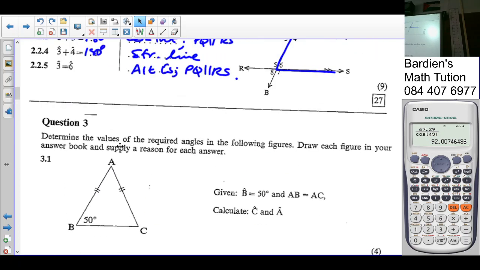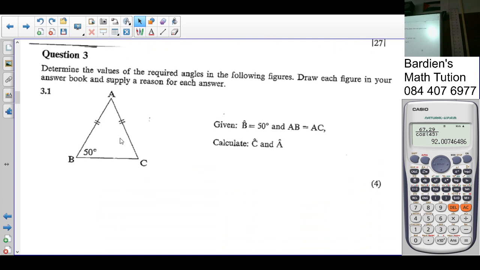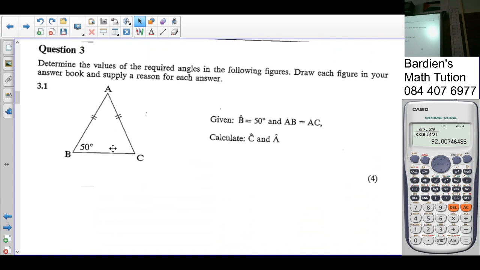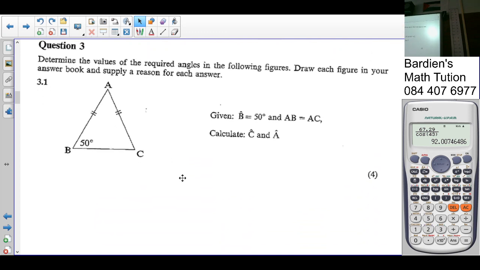Look at question 3. Question 3, we are told, determine the value of the required angle in the following figures. Draw each of the figures in your answer book and supply a reason for each answer. Okay? First question says, angle B is 50 degrees. AB is equal to AC. If these two lengths are equal, what does that mean? C is also equal to 50. So those angles are equal. Okay?